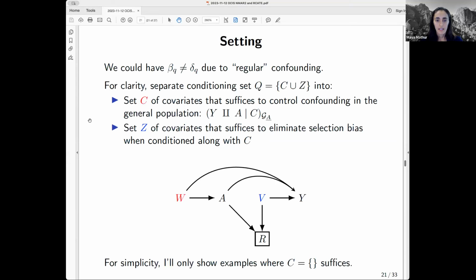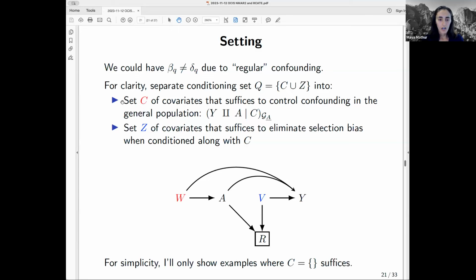Now, just at the outset, if we're defining selection bias in terms of a discrepancy between beta Q and delta Q, well, this could happen for reasons other than what we might think of as selection, right? It could just be that we have plain vanilla confounding. And so for clarity, we're going to separate our overall conditioning set Q into two subsets. One is a set C of covariates that suffice to control for confounding in the general population, meaning when R is not conditioned, there are no unblocked backdoor paths between Y and A conditional on C alone. Okay, and so the point of this is that we could use our familiar, let's say, Pearl's common cause principle to select the set of covariates C. We just imagine that there's no selection, and we think about doing an analysis in the general population.